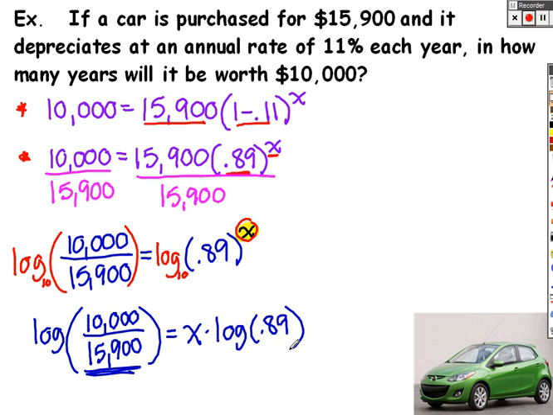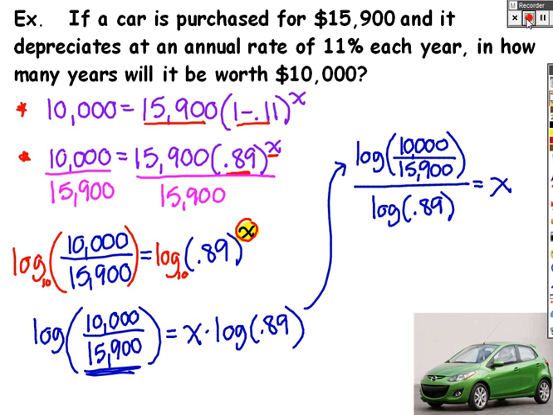And now the last thing I'd have to do to get x by itself is divide by the log of 0.89. So why don't you go ahead and type this into your calculator and let's see if we get the same answer.